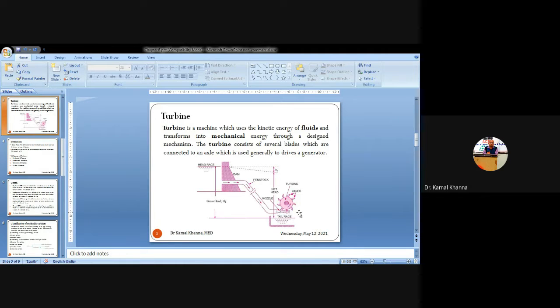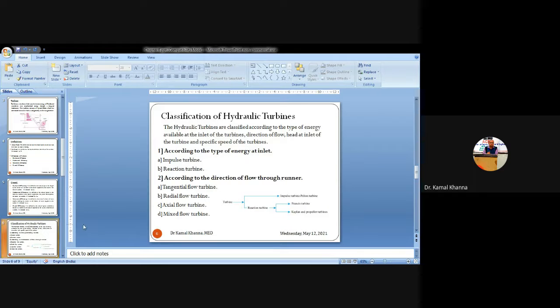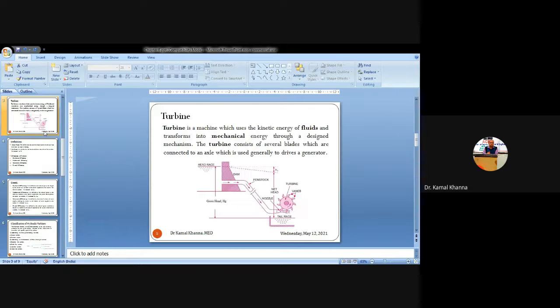As soon as the water is striking along a tangent, you must have read about the tangent, the diameter or the radius in trigonometry or mathematics. So this is the tangent. The water is striking along the tangent of the turbine, so this is called a tangential flow turbine. Second is the radial flow turbine. If the water is striking along the radius of the turbine or along the radius of the runner, that is called the radial flow turbine.